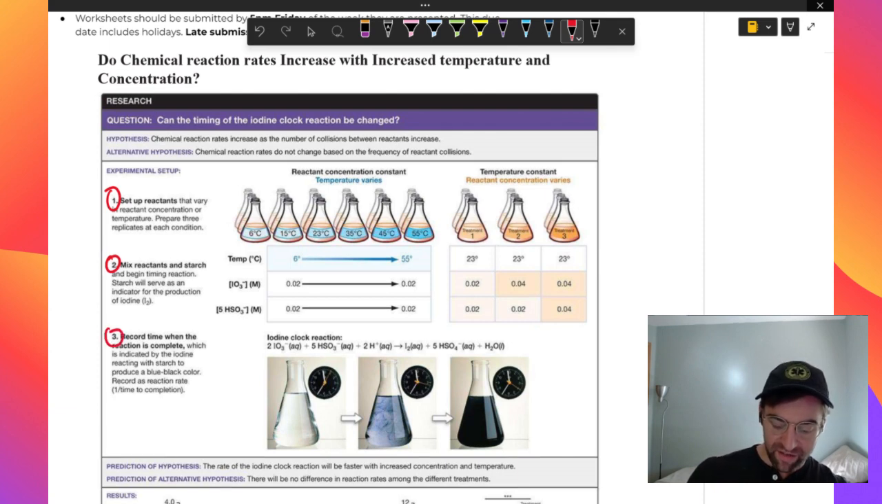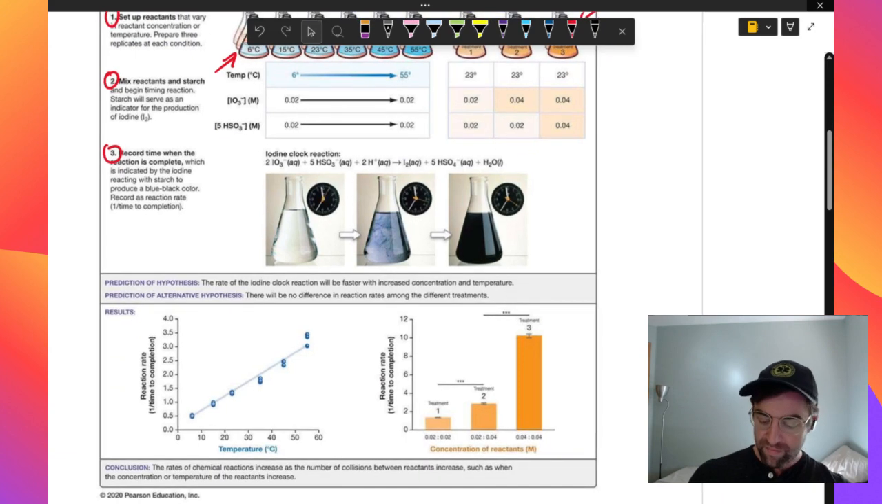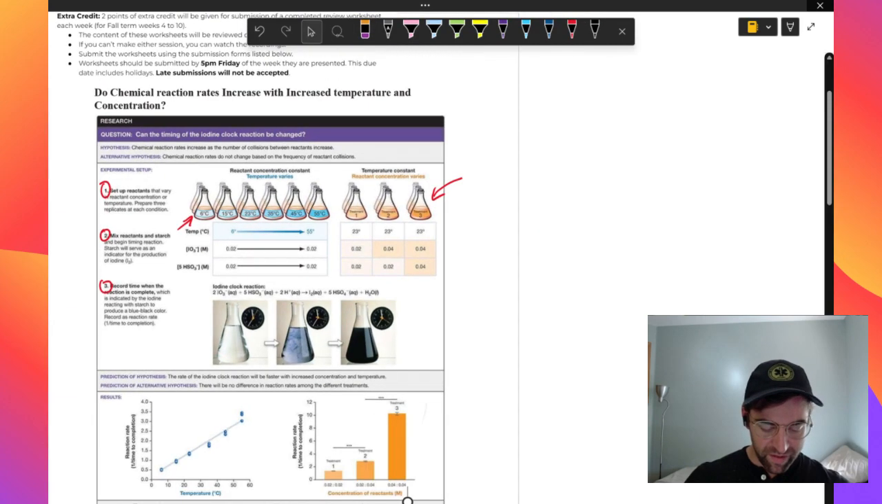And they did this at a variety of temperatures and at a variety of concentrations, with increasing concentration going this way, and it looks like increasing temperature going that way. So that's the experimental setup. And as the reaction completes, the solution turns dark, which is really neat.